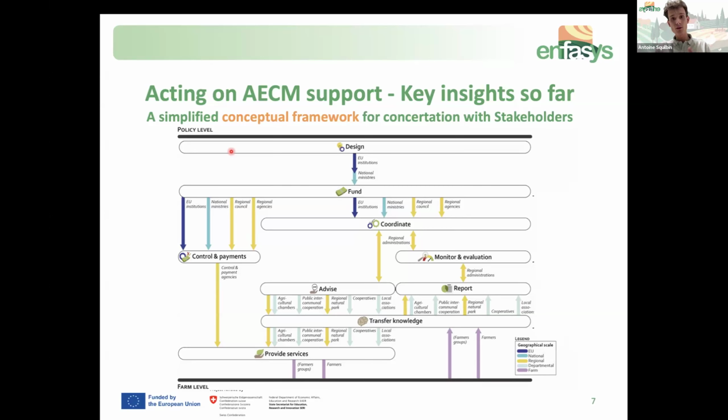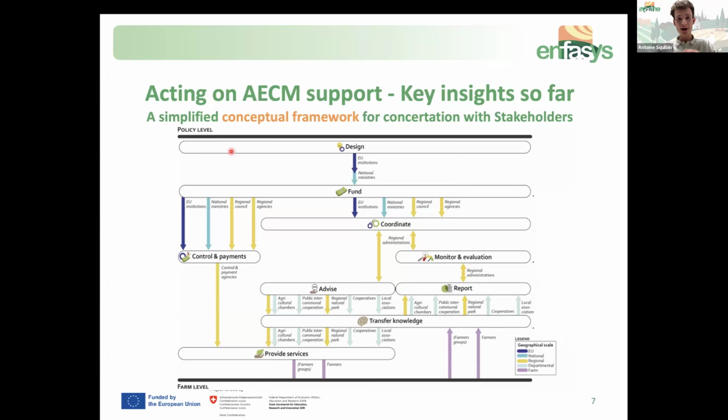And between those two levels, we find a lot of different roles occupied by different institutional stakeholders and administrative players, such as the design of funding, the coordination, the monitoring and evaluation of these programs, the advising, which is really important for ACM, and also the transferring of knowledge by advisors, and finally the implementation of those services. And as you can see, also the big role played by controllers and administrative players that need to check if the set of requirements is correctly adopted by farmers.